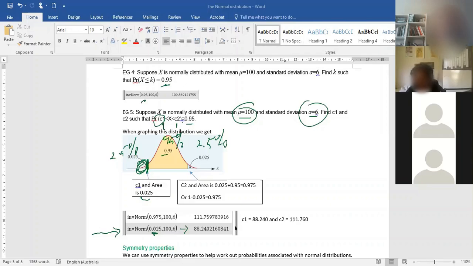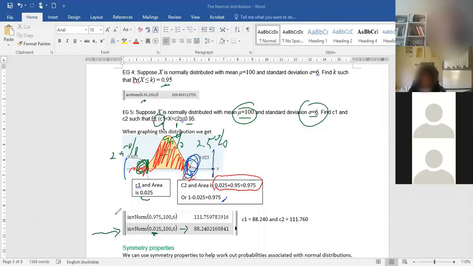For the second one, we have to be careful. The second one is here, my C2. Now, you can do it 2 ways to get your area, because the area is always from 0. So the area is all that. It will be 0.025 plus the 0.95, which is 0.975. Or, of course, you could have just said 1, because the probability adds up to 1, minus this little area in here, which is still 0.975.